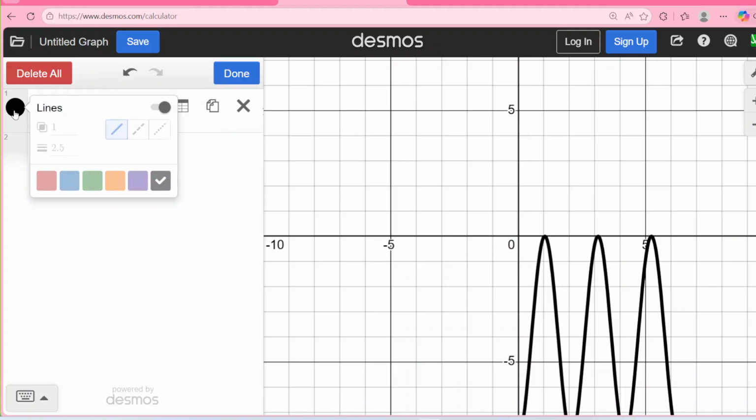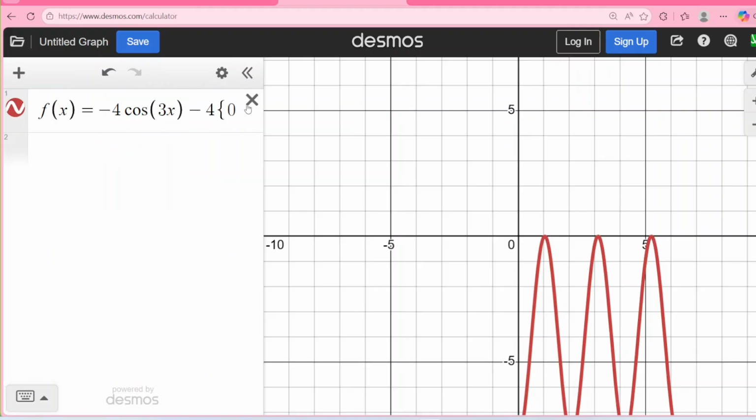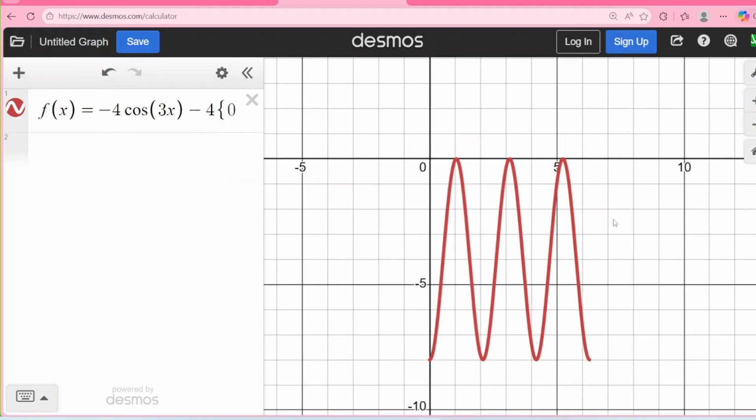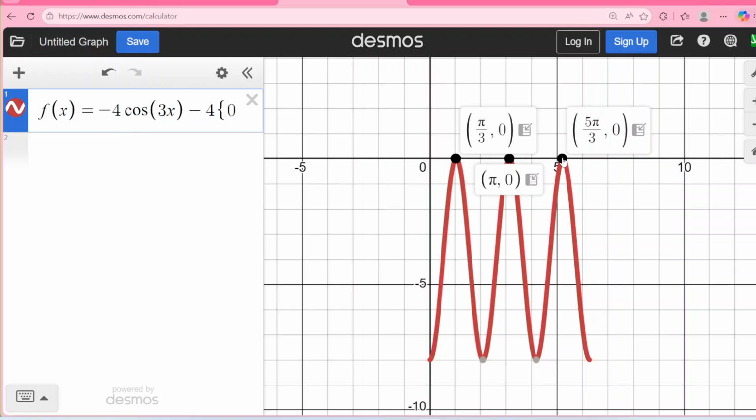Change the color on this, just so it doesn't blend with the axes. So there's the piece of graph we're looking at. And you see how, when you click on it, the nice thing about Desmos is it'll show you where these turning points are, where the tops of hills and bottoms of valleys are. So you see there's 3 of them, at pi over 3, pi, and 5 pi over 3. And then there's 2 bottoms of valleys here at 2 pi over 3 and 4 pi over 3, just like we said in our chart on the paper I was drawing.